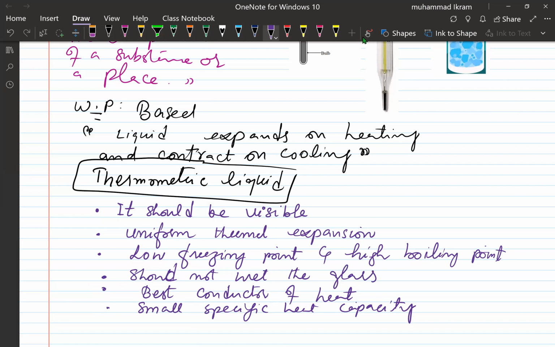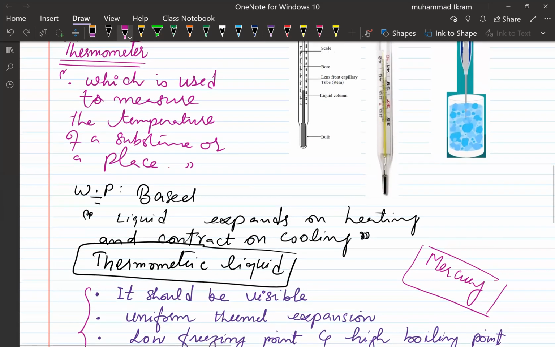So I would like to tell you here, right at this point, that small specific heat means a very quick response even to very minute changes in the temperature of a substance or region. So if any liquid qualifies these conditions, it can be used for what? It can be used for the liquid in glass thermometer, and mercury is one of the best, right? So let us now start with how a liquid in glass thermometer can be constructed.